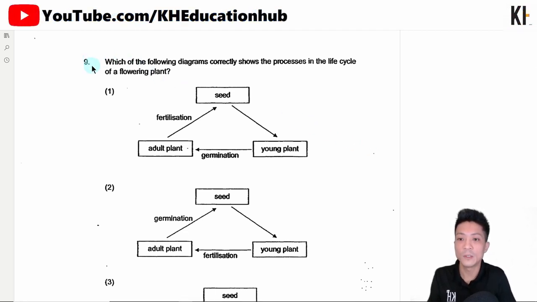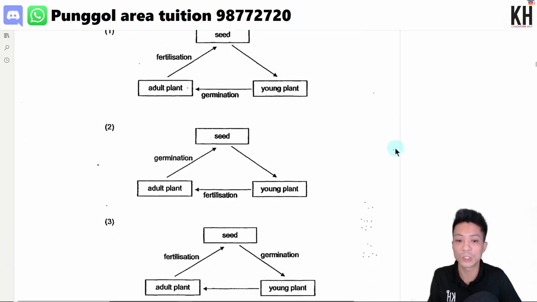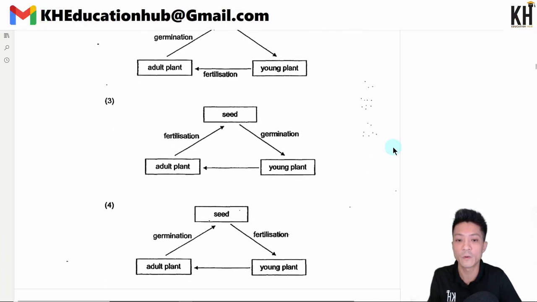Okay, question 9. Which of the following diagrams correctly shows the process in the life cycle of a flowering plant? Okay, flowering plant. So, the options below show you seeds to young plant and adult plant. Let's scroll down to make sure all of them are the same. 1, 2, 3, 4. Yep.